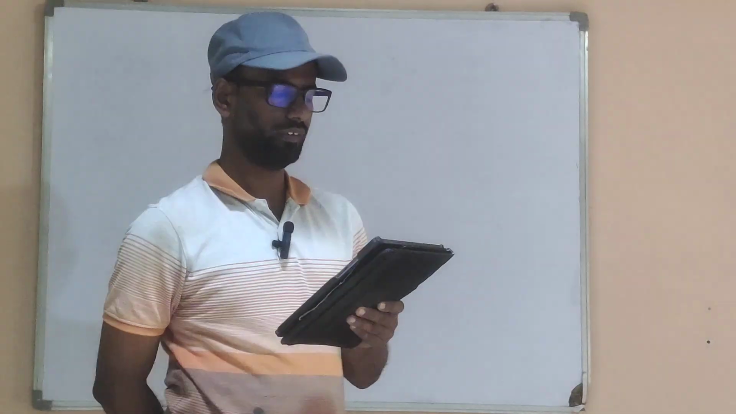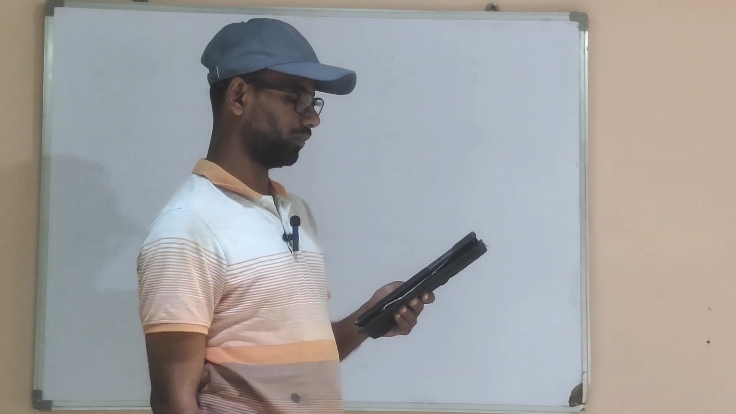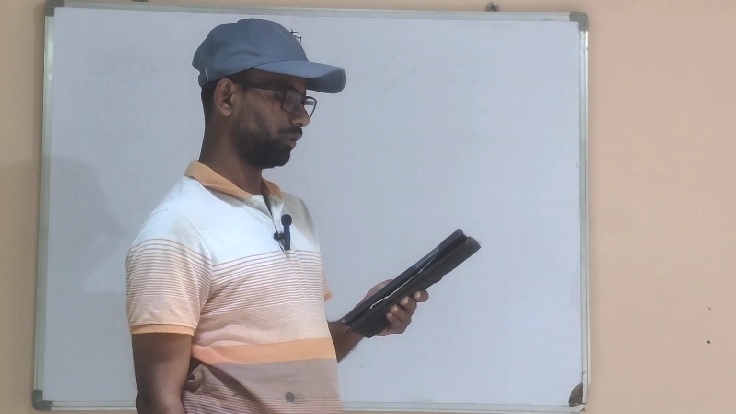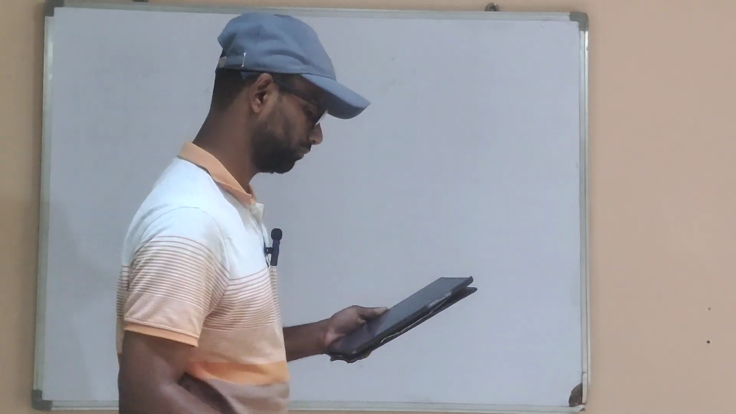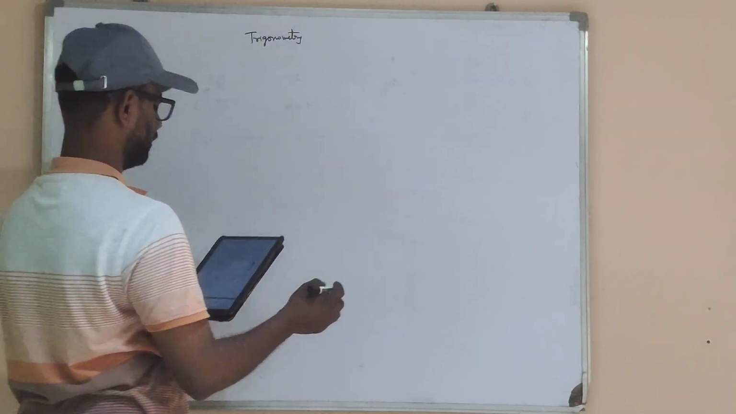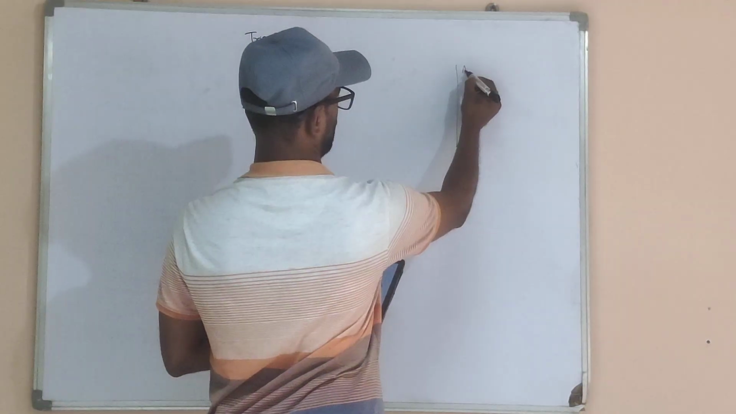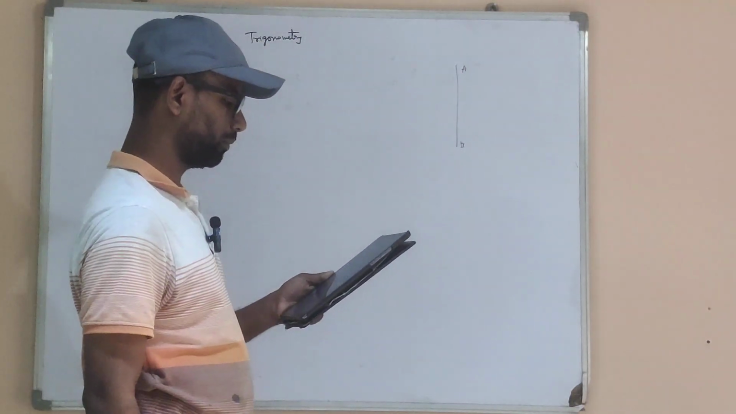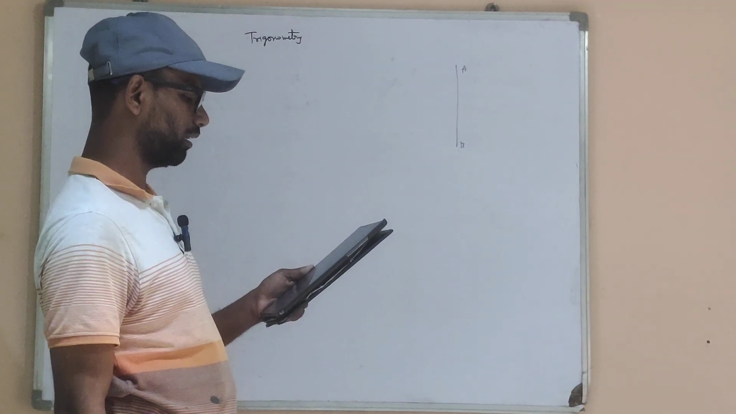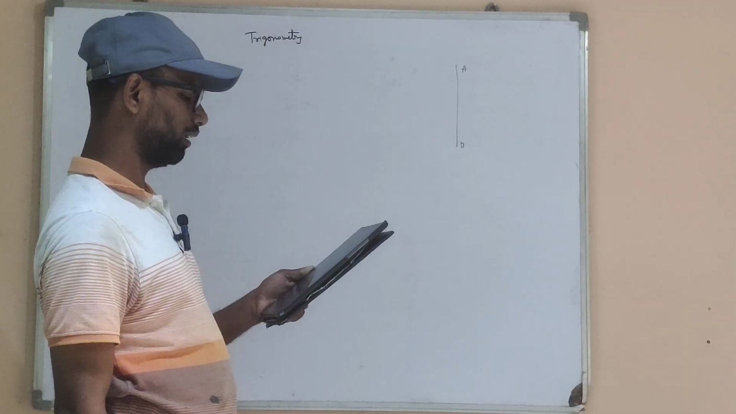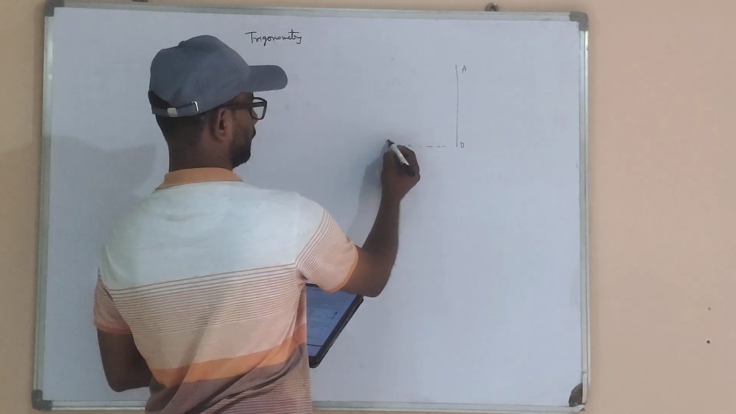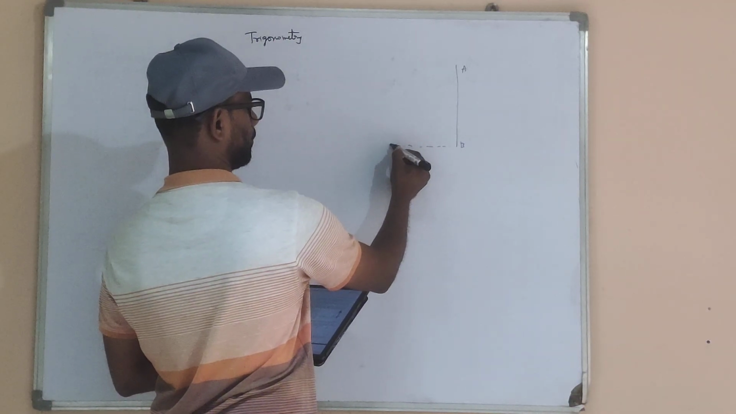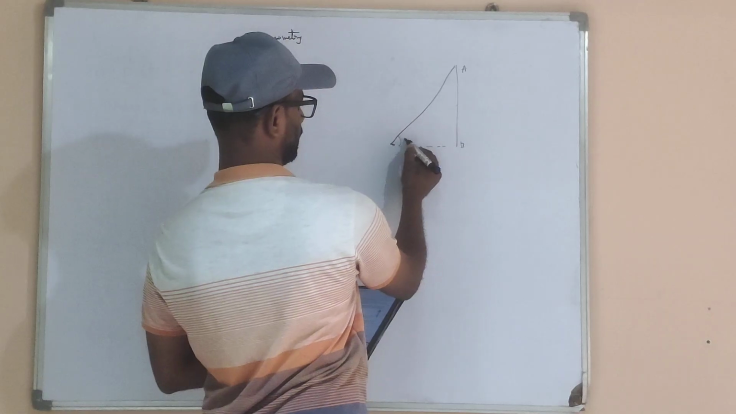Second question. A TV tower stands vertically on the banks of a canal. From a point on the other bank, directly opposite to the tower, the angle of elevation of the top of the tower is 60 degrees. Let's see, this is the tower AB. So here is the canal, and on the bank of the canal, some person is observing the elevation at an angle of 60 degrees.